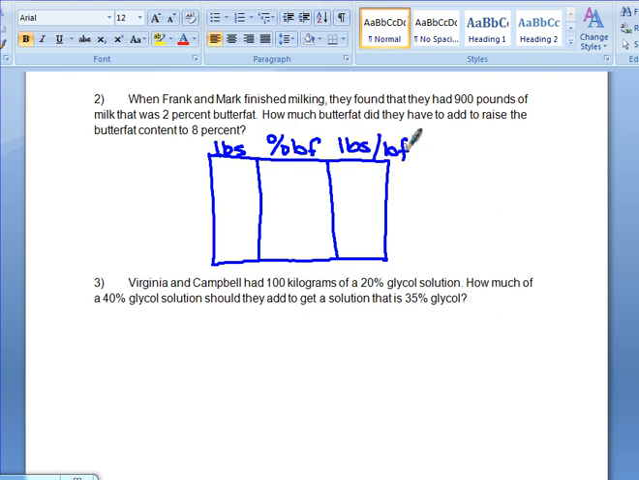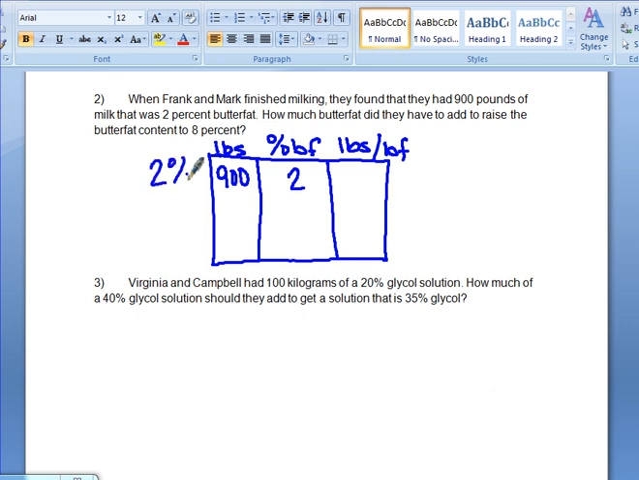All right, we always start with our whole solution. What did we start with? When Frank and Mark finished milking, they found they had 900 pounds of milk that was 2% butterfat. So how much milk did they have? They had 900 pounds, and the percent of butterfat was 2%. So this is our 2% butterfat solution.